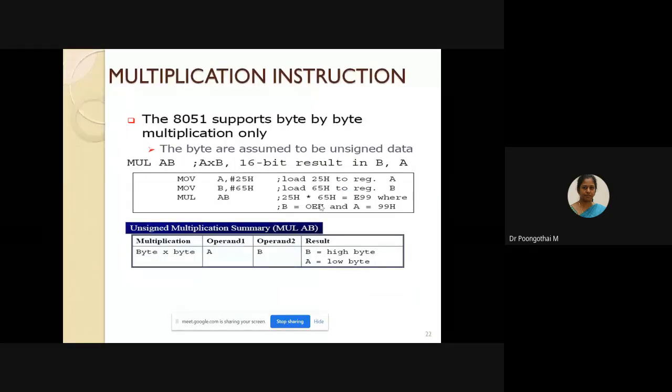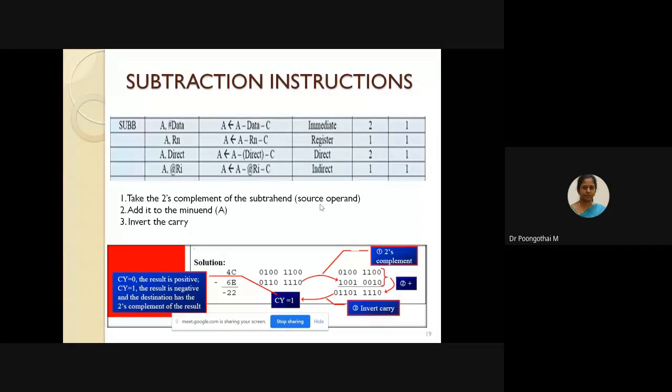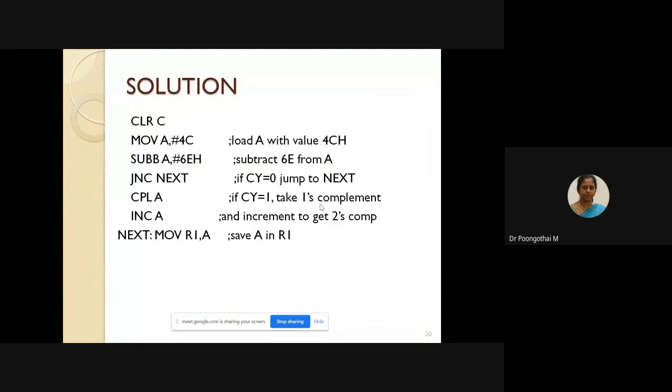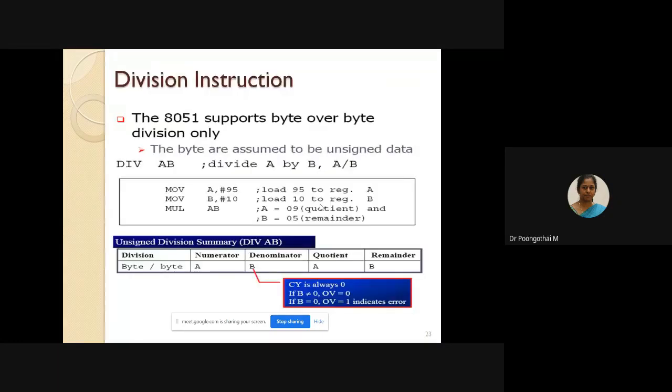So last class I explained addition and subtraction, and also how to check the carry after your subtraction operation, multiplication and division.